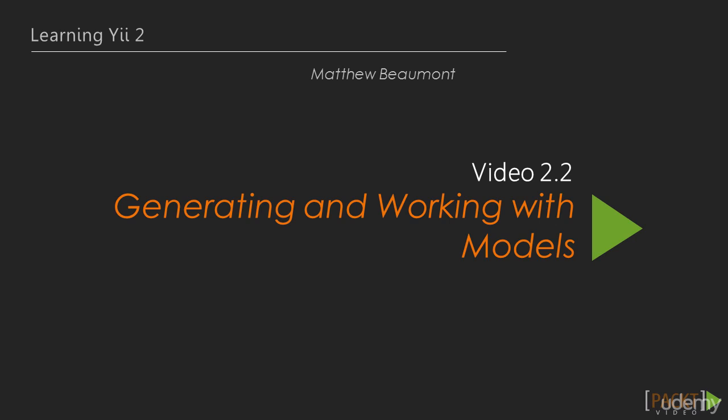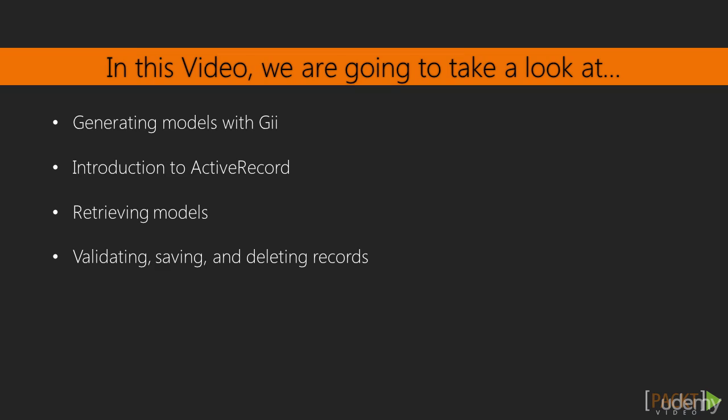In the previous video, we learned how to configure Yii's code scaffolding tool, Gii. Now that we can access it, we'll use Gii to generate a model based on a sample database table. Then, we'll take a closer look at Yii2's models and how they help you manage your application's data. Then, we'll look at how you can retrieve specific models. Finally, we'll learn how to validate, save, and delete models.